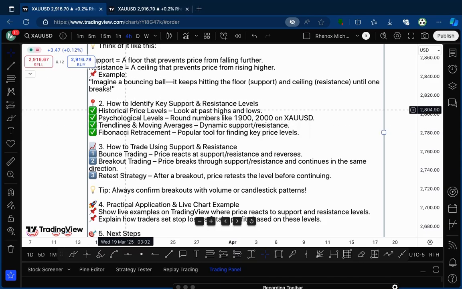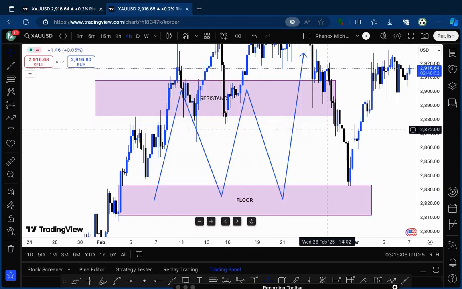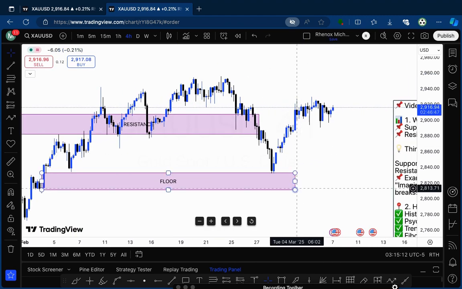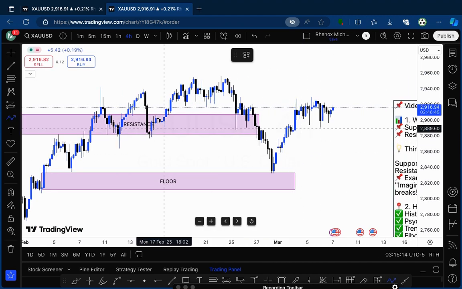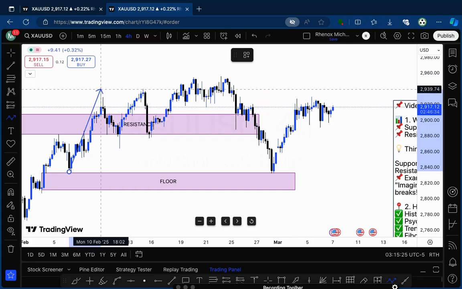Okay, so now let's go on with historical price levels first. Look at past highs and lows to find out those historical price levels. Okay, let's do that. Now, looking at those historical price levels, you notice this was an old low, which is our support level. Remember, we said the floor. Now this is our old high, resistance.